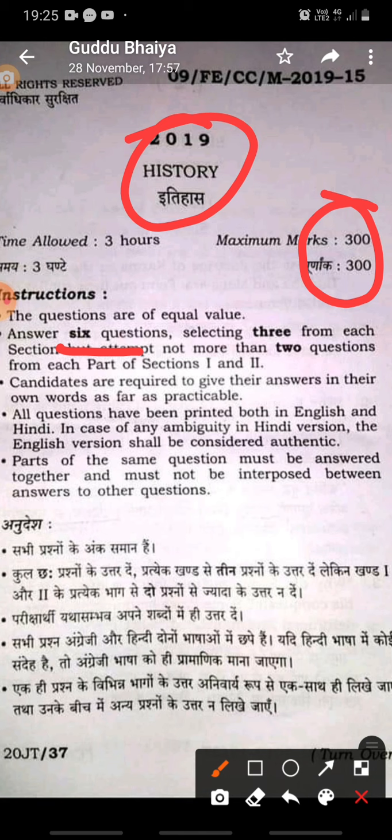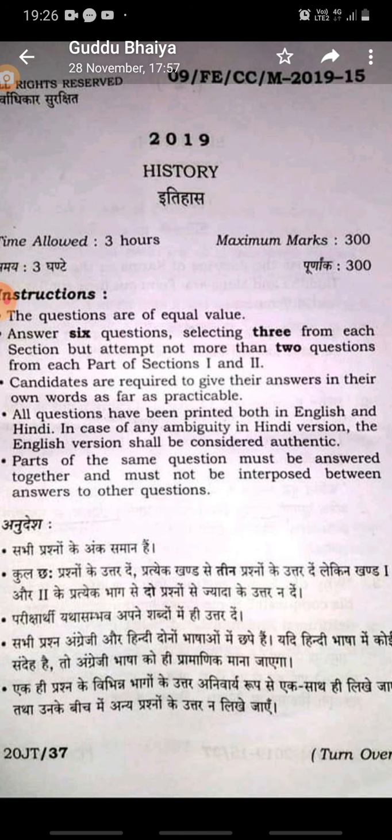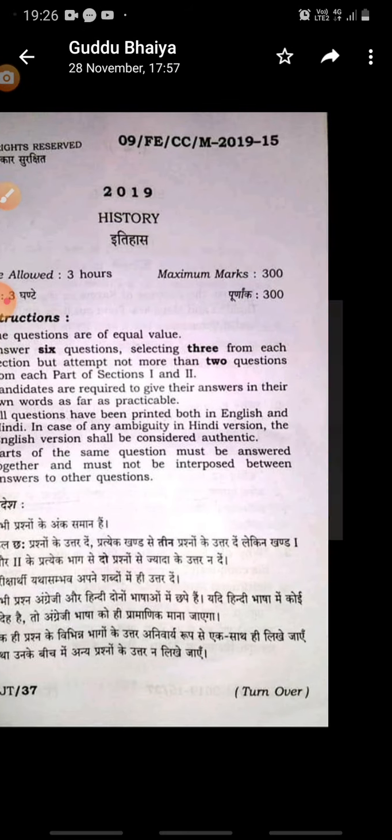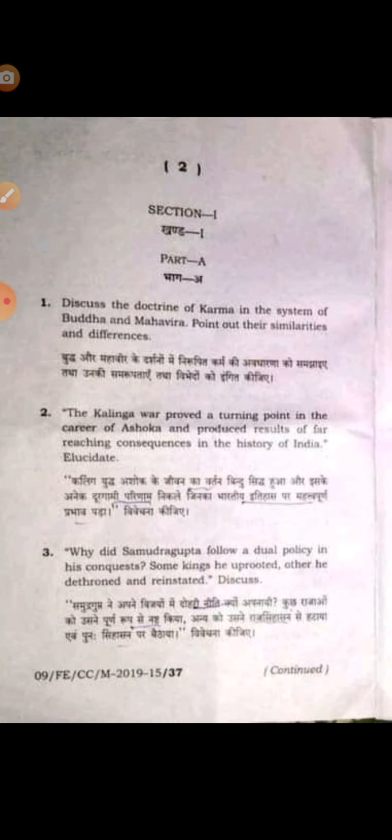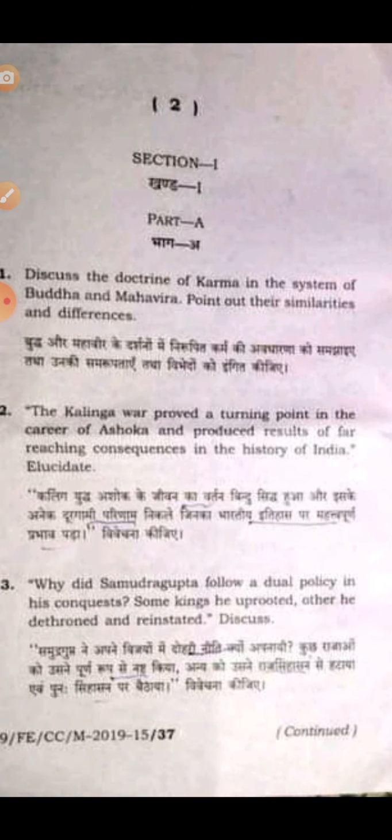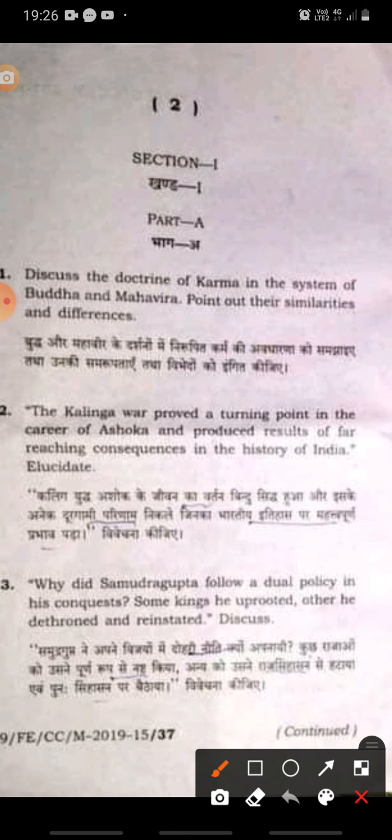The question paper is divided into two sections, section 1 and section 2, and each section has two parts. So you have to write a minimum of 2 questions from each part of section 1 and section 2. So let's start the question paper. Section 1, part A. First question: discuss the doctrine of karma in the system of Buddha and Mahavira.